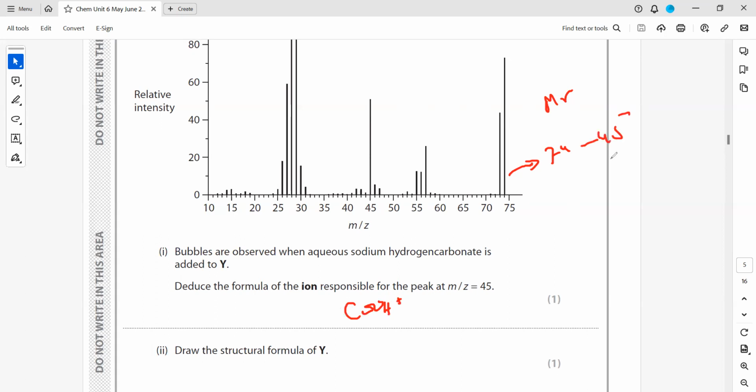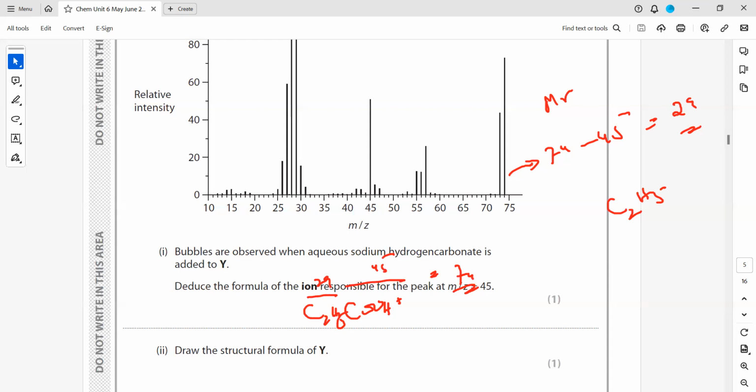So for 74 minus 45, this will be used to work out how many carbon and hydrogen are there. So this will give us 29. So 29 means C2H5 will be there. Means with this, what is attached? C2H5 is attached, because C2H5 is 29 and this is 45. So when we add them, we get 74.